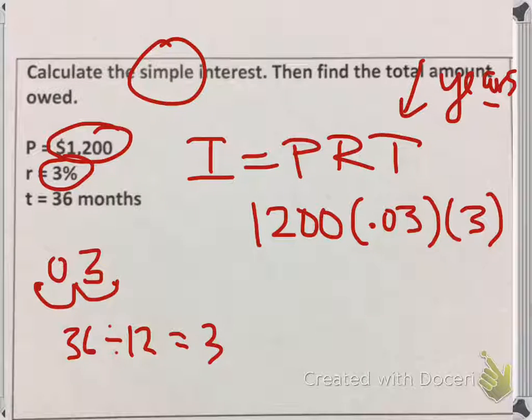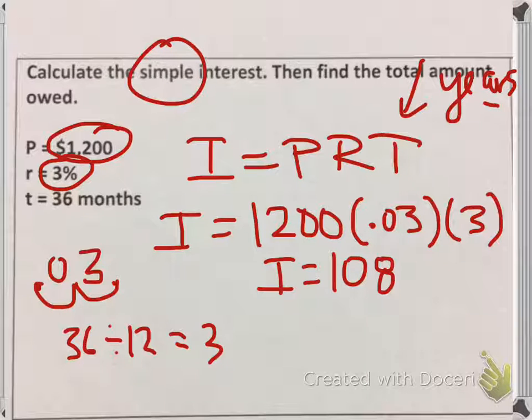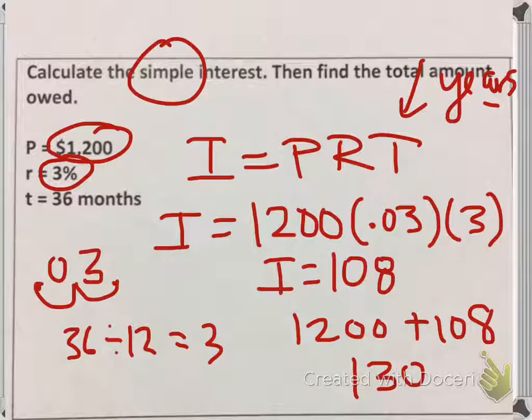So now we're just going to grab our calculator. We're going to multiply that out. That's going to be equal to the amount of interest. So 1,200 times 0.03 times 3. And the amount of interest is $108. So if I started out owing $1,200 and I had to pay that interest, then I would actually end up paying $1,308 total, because the interest plus the principal is the total amount I would pay.